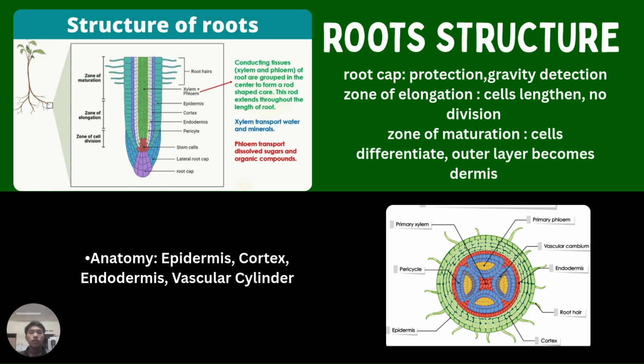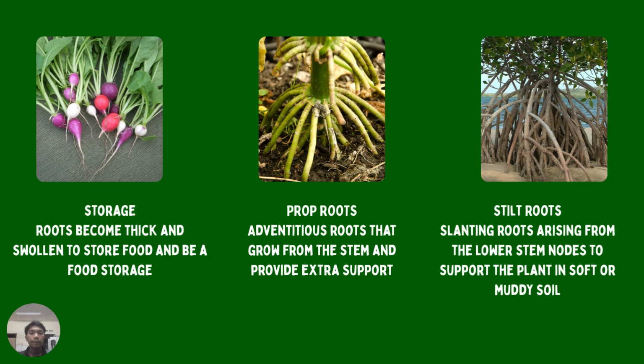Second, the zone of elongation, where cells elongate with no division. Zone of maturation, where cells differentiate and the outer layer becomes epidermis. Next, the internal root anatomy: epidermis, cortex, endodermis, and vascular cylinder.